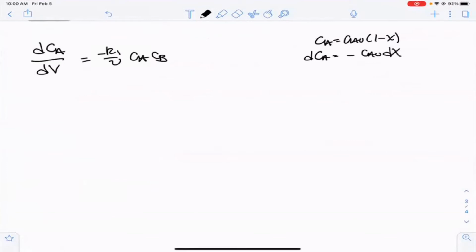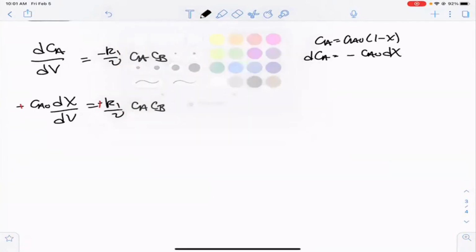So the differential on the left-hand side becomes minus Ca0 dx dV equals K1 over V times Ca Cb. And there should be a minus there. And so those two negative signs, right, those cancel. So those become positive. And then we can insert our expressions for Ca and Cb.